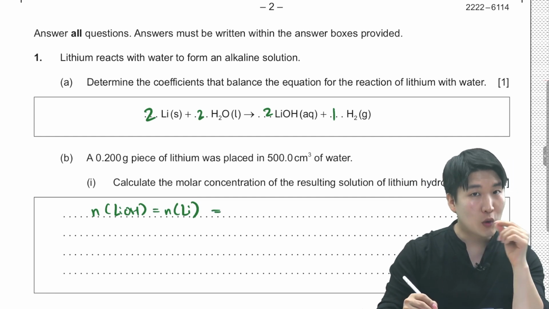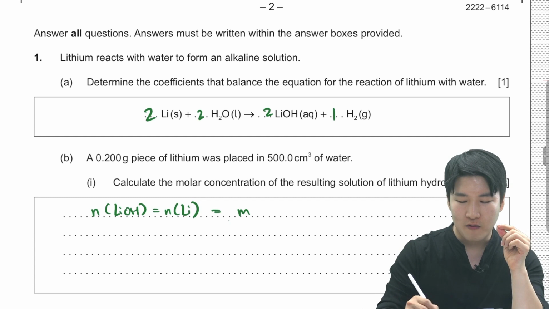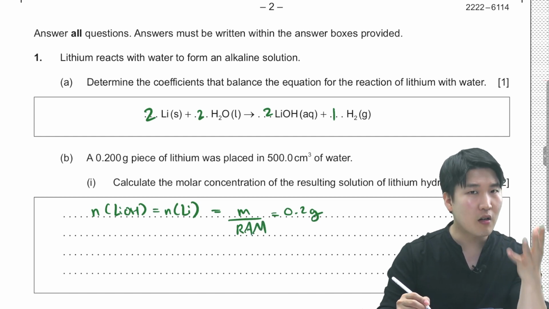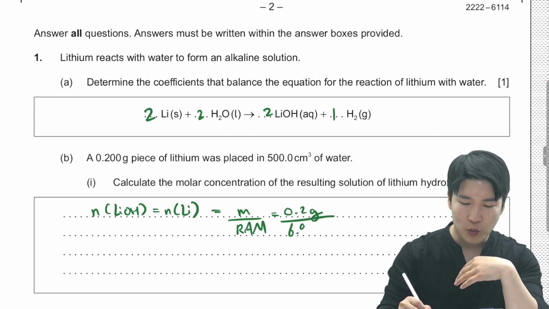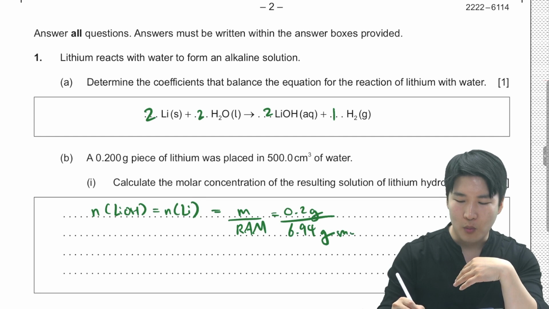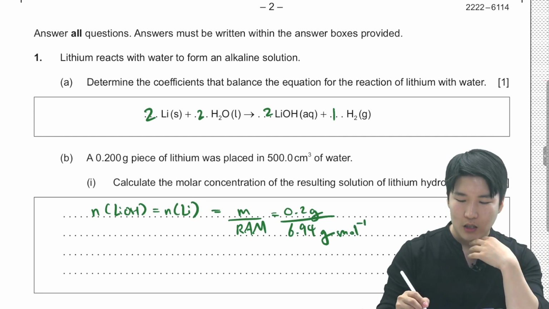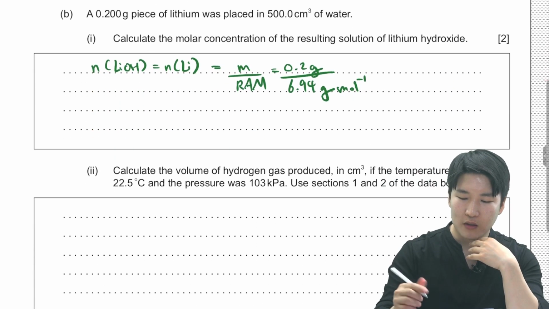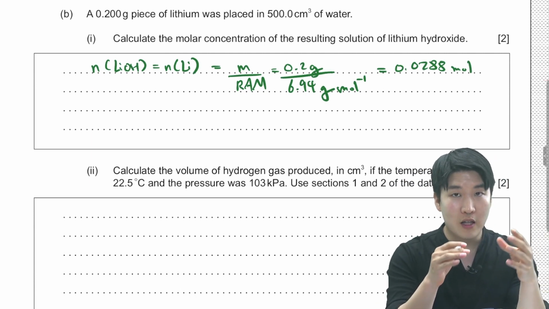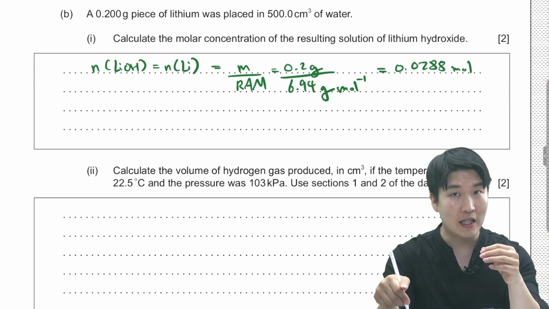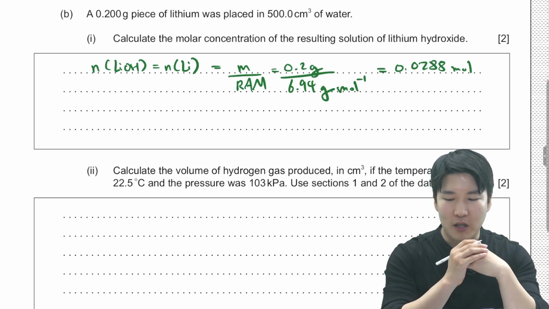Amount of lithium is going to equal the mass of lithium, as given, 0.2 grams, over the RAM of lithium. What's the RAM of lithium? Look up on your periodic table and it will be given as 6.94 grams per mole. Let's do the math and we'll be given 0.0288 mole. Amount of lithium we have is 0.0288, as well as the amount of lithium hydroxide.